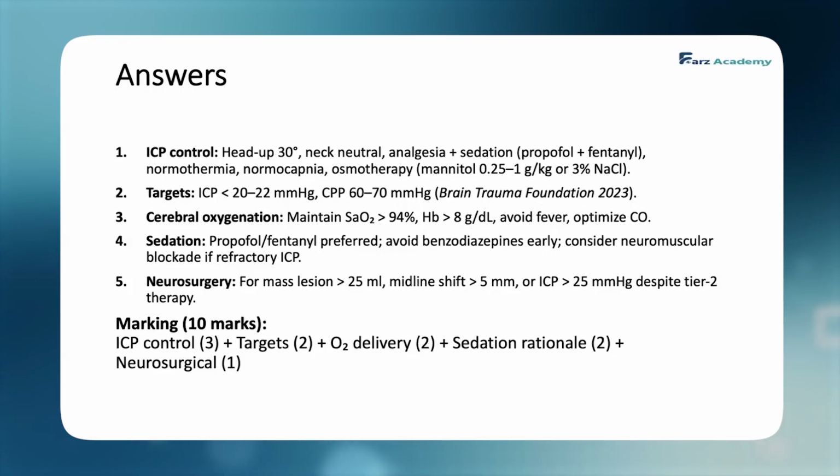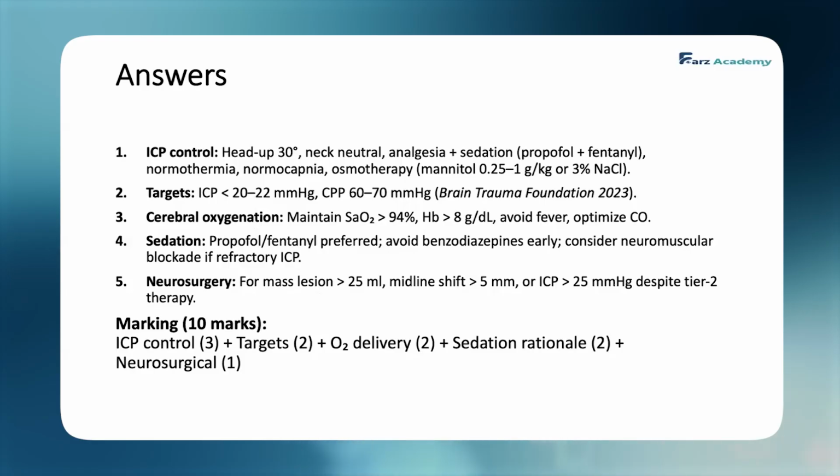And most of the benzodiazepines can cause hypotension also, except midazolam. So therefore propofol, fentanyl preferred, and propofol also reduces the brain metabolism. So it reduces oxygen consumption, therefore it reduces the secondary brain injury. When will you call neurosurgery? If there is a mass lesion or ICP more than 25 or midline shift more than 5 mm, despite tier 2 therapy.